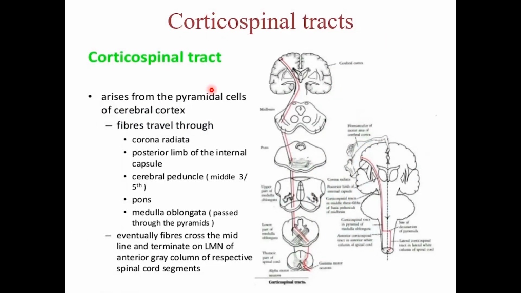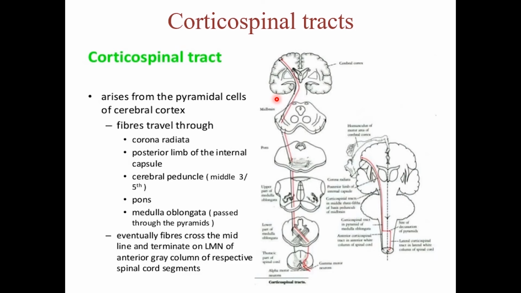The corticospinal tract is one of the descending tracts. It is responsible for voluntary motor control. There are lateral and ventral corticospinal tracts. The fibers that represent the upper limbs lie more medial in the lateral corticospinal tract, and the lower limbs lie more lateral.